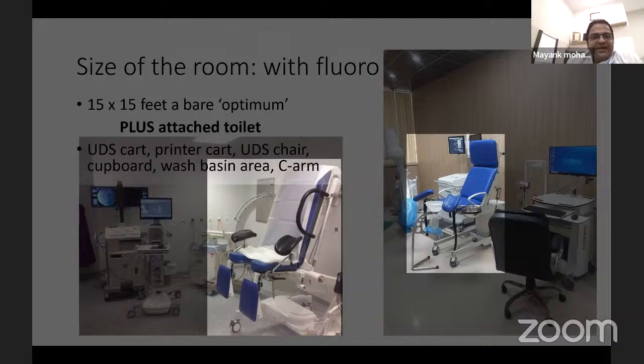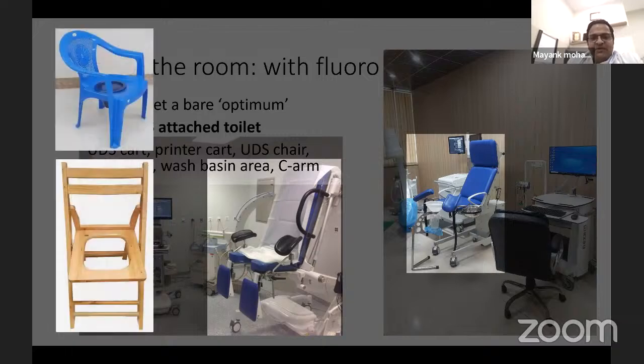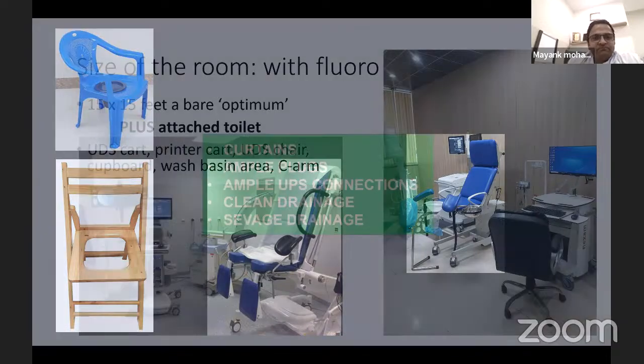Now, ideally for a fluoro machine, you should have a fluoro compatible motorized C-arm, which is made up of carbon fiber. If you don't have that much money, then that's fine. You can actually use a plastic chair. You can use a wooden chair. You can just apply your mind and get it made as per your requirement.